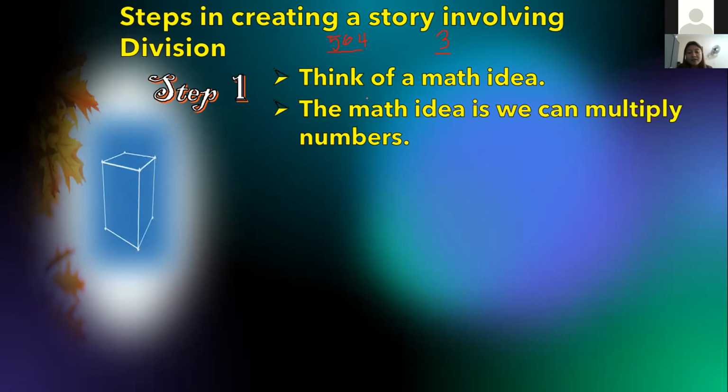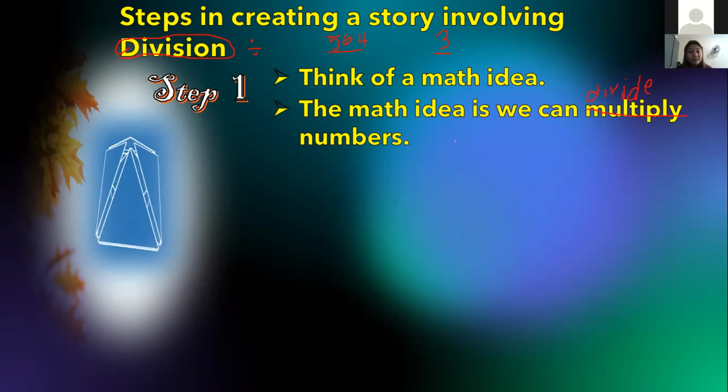Step one, the math idea, is we can multiply. Okay, this is not multiply, this is divide. I forgot to change it. The math idea is we can divide the numbers because this topic is division. It means the operation that we will use is division. So here we can divide the numbers: 564 divided by 3. That is the math idea.